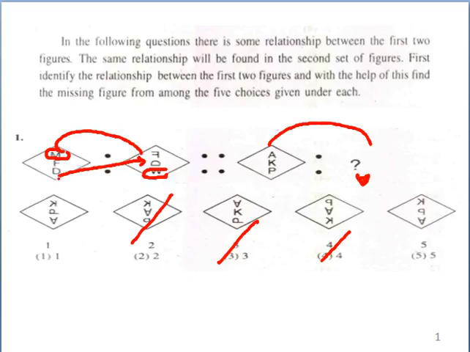If you observe, this D rotated anti-clockwise by 90 degrees. So here P has to rotate anti-clockwise. The symbol of P will be like this. So in which option is it given? In option 1. So the answer is option 1.